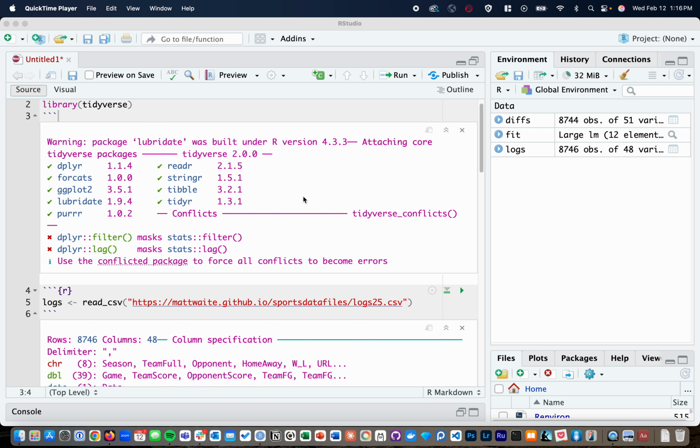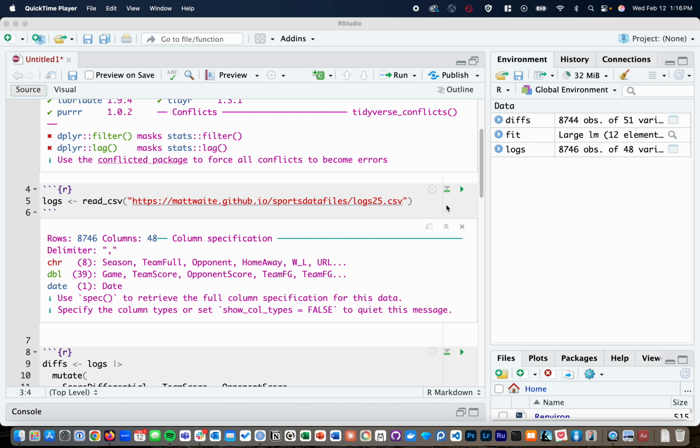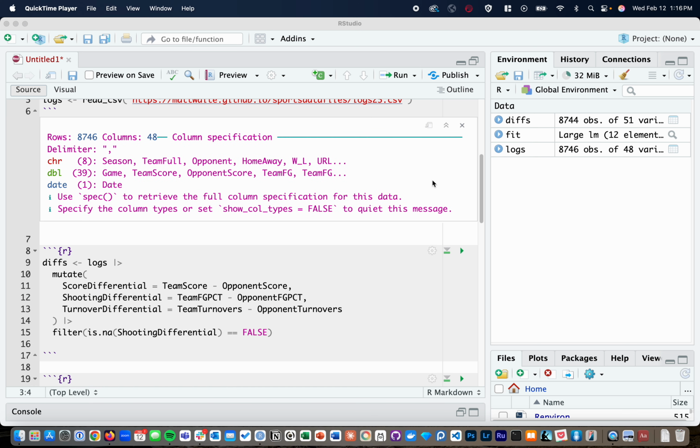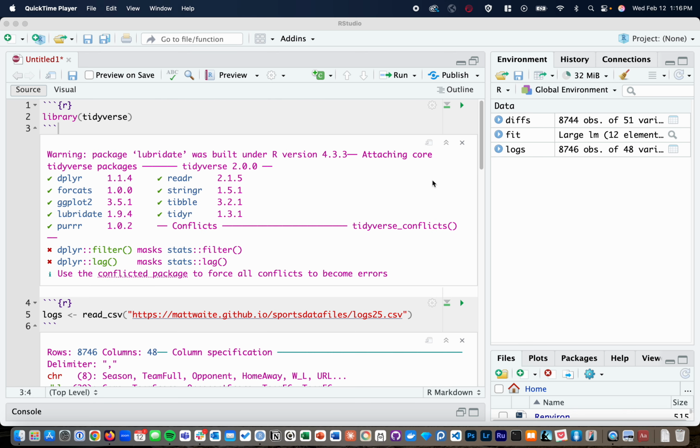So we're going to start with the tidyverse. I'm going to load in the logs data that we've used before. This is every basketball game. This is up to the Ohio State game. It includes the Ohio State game. So we have not played since, so this is every Nebraska game will be in here.